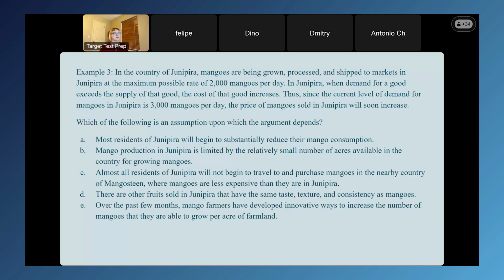But whenever you're talking about demand and supply, that only holds if the demand doesn't decrease. If people stop eating mangoes for whatever reason, if people get their mangoes somewhere else, if people substitute a good, like this other unnamed fruit, then the demand would correct itself without a price increase. Does that help?